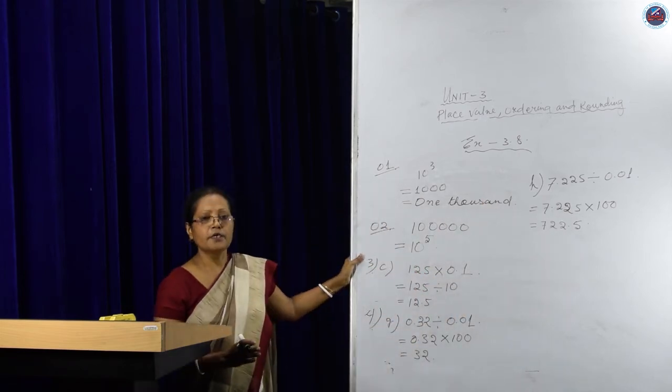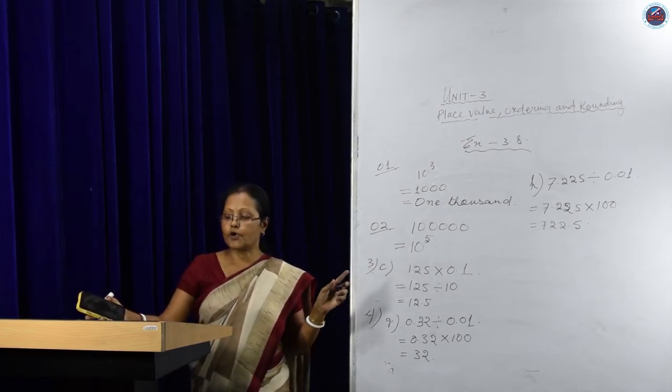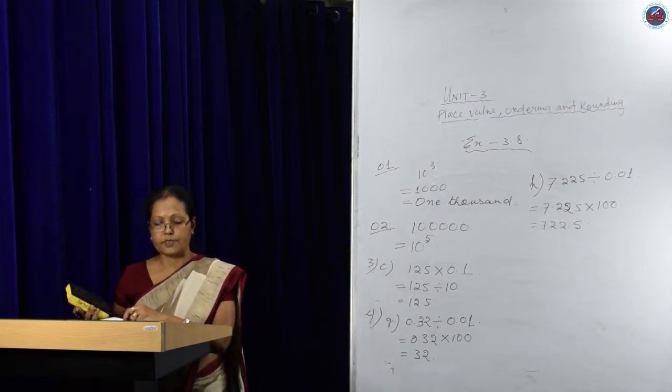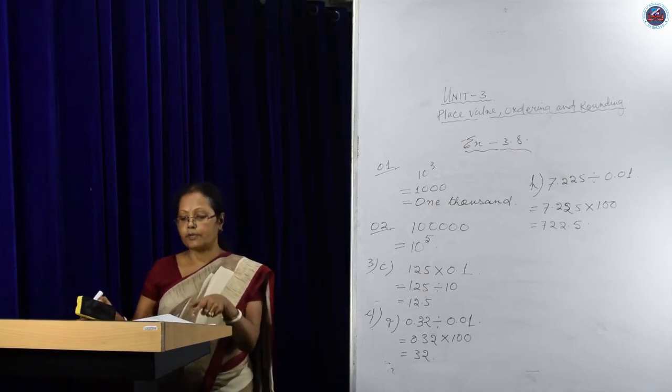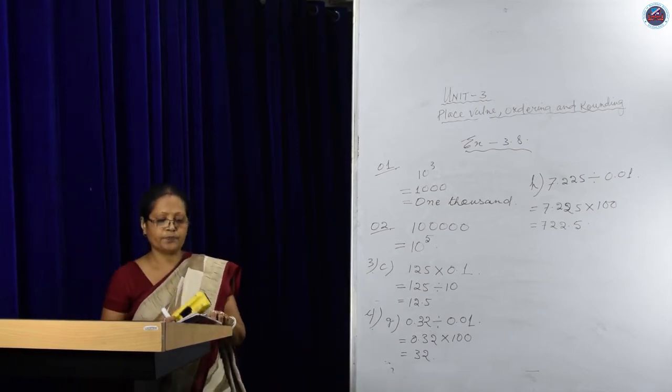So this is how you have to apply this concept of multiplying by 0.01 and 0.1 and dividing by 0.1 and 0.01. So these are the two concepts you can apply in exercise 3.1 and you can work out all the sums. If you have any doubt, you can call me. I can help you out to clear the doubts.